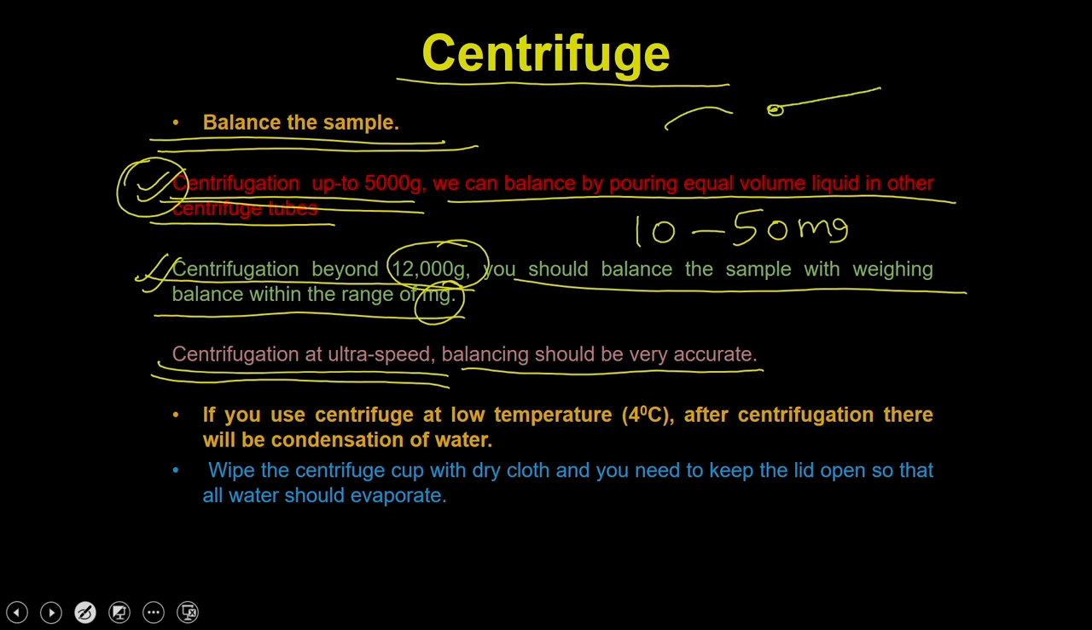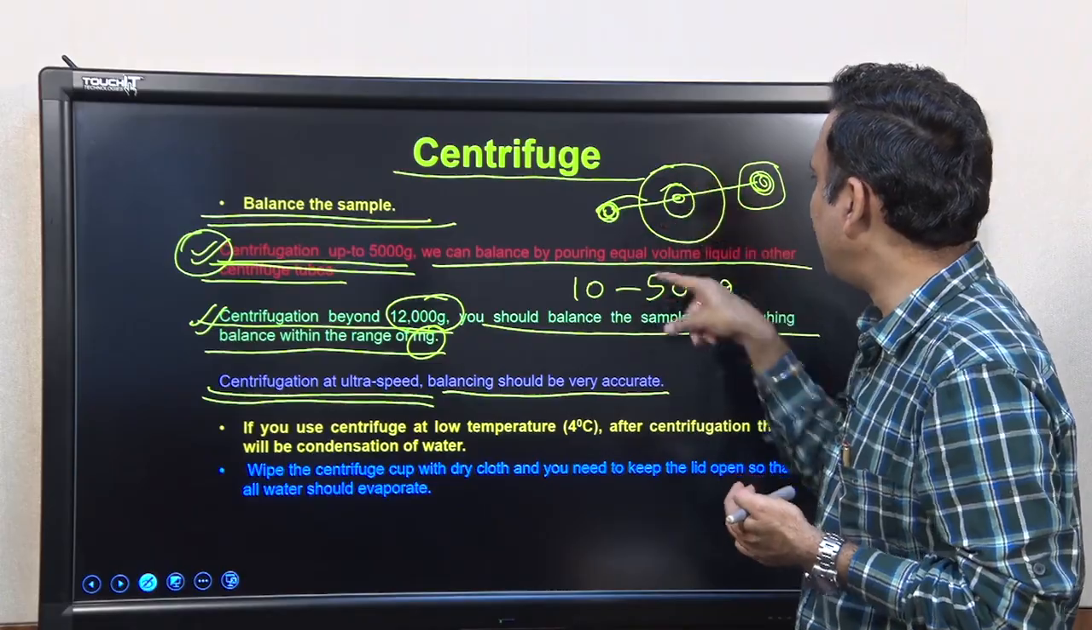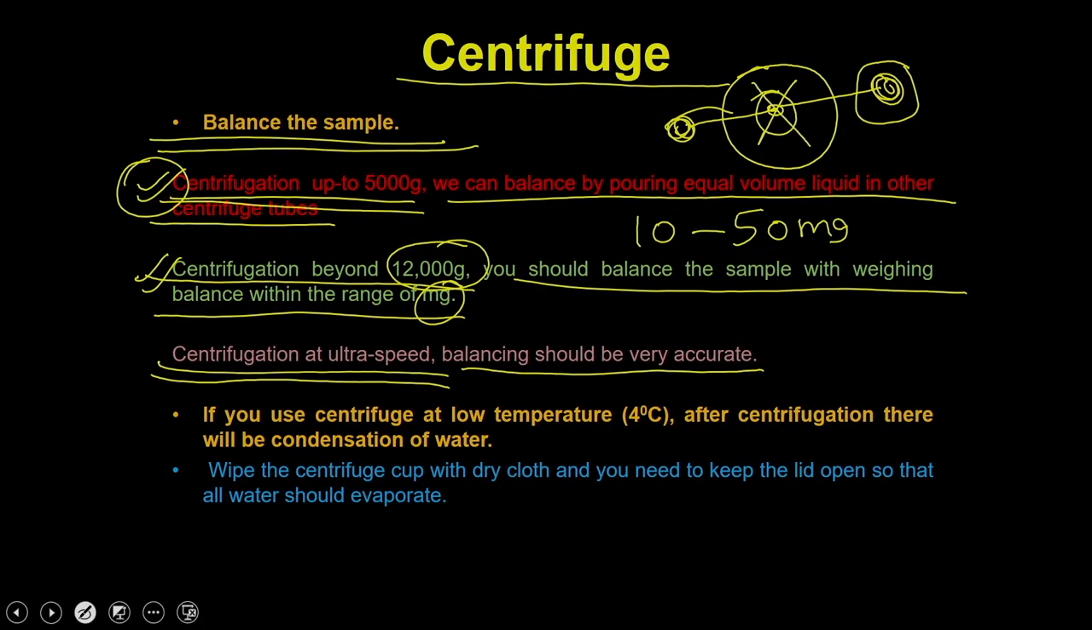And balancing is important because when you don't balance, what happens is, at a central axis you have two samples, one is your sample, the other one is your balance. So if the centrifugal force is different, or if the moment of these is different, then there will be a vibration of the central axis. The central axis is going to vibrate, and it will translate that vibration into the rotor as well, and because of that it is going to create trouble in your centrifugation, or damage your centrifuge. If this vibration is too high, it is going to break the central axis, and that's how it is going to damage the centrifuge.